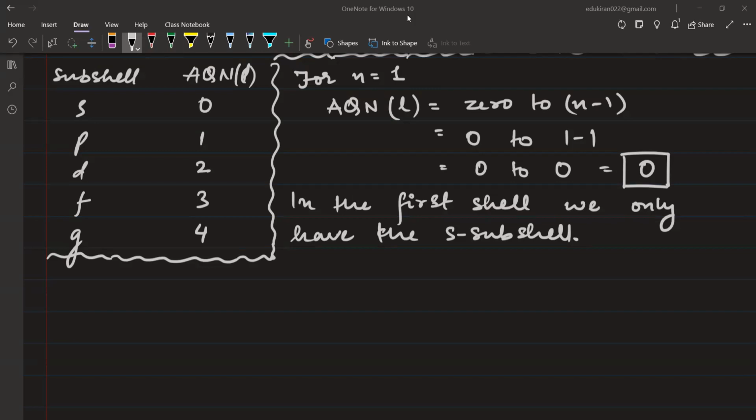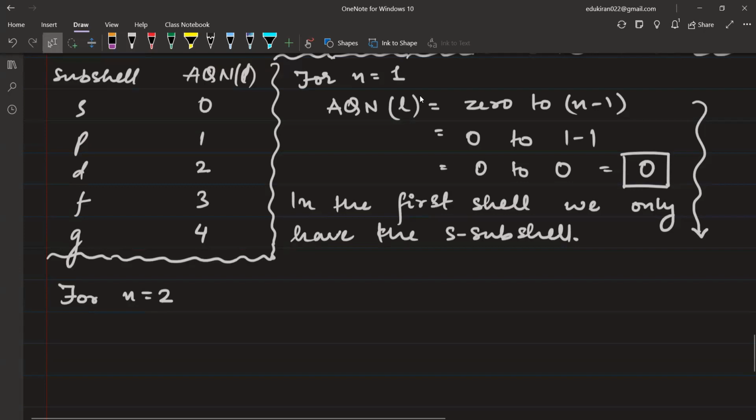If you are doing any mistake right now, that mistake will be stuck in your brain. Okay, so I will suggest that I will write for n is equal to 2, you will write l is equal to 0 to n minus 1, then you will plug in the value of n as 2, then you will do 2 minus 1, and then you will do everything there like that. Please tell me for n is equal to 2, and do the same exercise, and tell me what are the subshells that we have in the second shell.